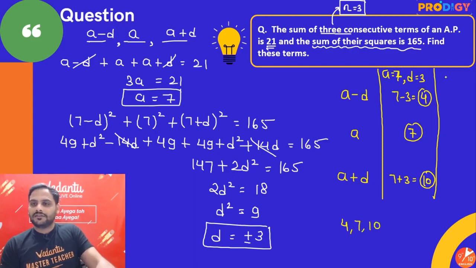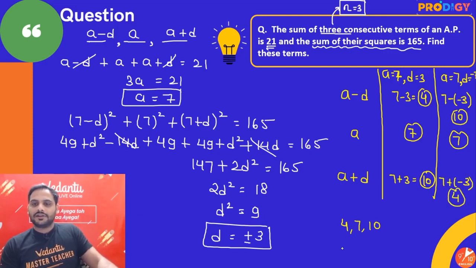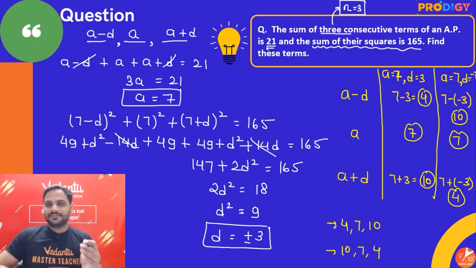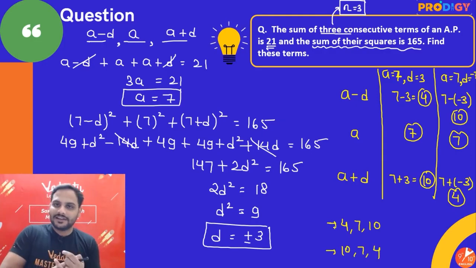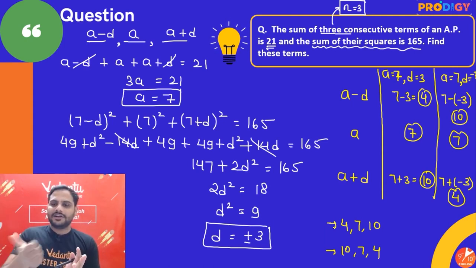One more case we have. This time A is 7 and D is minus 3. So you will get 7 minus of minus 3, which means plus 3, 7 plus 3 is 10. Next term is A only, 7, and here 7 plus minus 3, which is 4. So the second values can be 10, 7, 4. So nothing but AP is reversed if the common difference changes its sign. And the same thing has happened over here. So I can say my numbers are 4, 7, 10 or 10, 7, 4. In any order it can be.